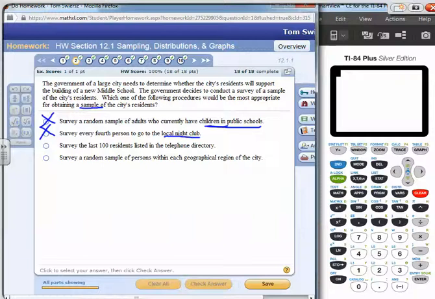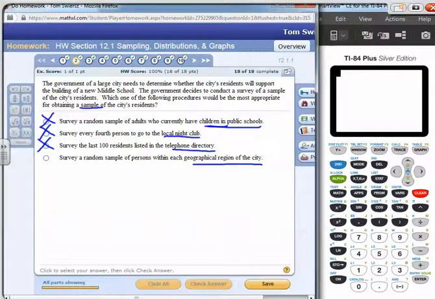Survey the last 100 residents listed in a telephone directory. Again, this would probably be a little bit better than the first 2, but not everybody has their number in the telephone directory. So again, it wouldn't be random because some people wouldn't have an equal chance of being selected. And finally, survey a random sample of persons within each geographical region of the city.